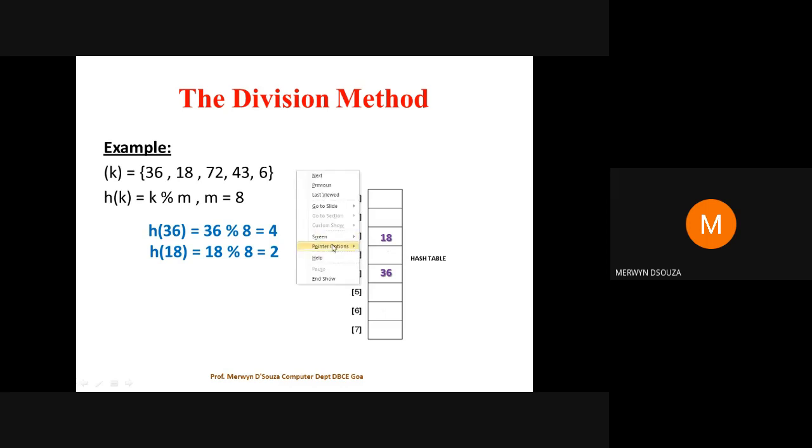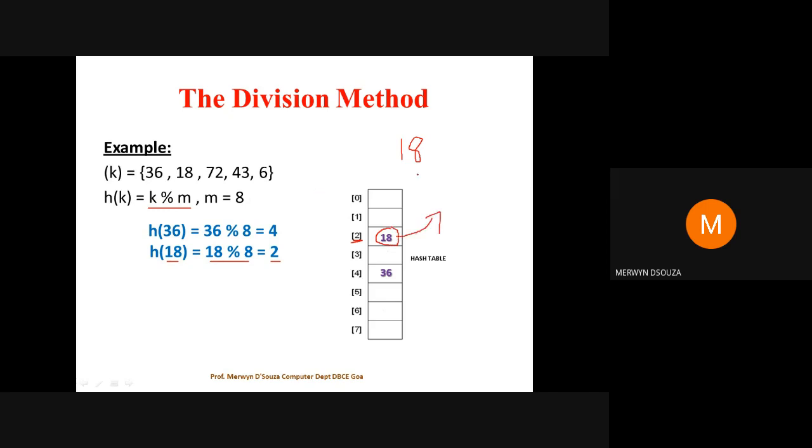Suppose I was telling you now, search for the value 18. What would you do? Apply the same hash function. Whatever hash function you have used for insertion, you need to apply the same one. So again you apply this hash function to 18, you get the hash value as 2, and you go to index 2 and retrieve the value 18.